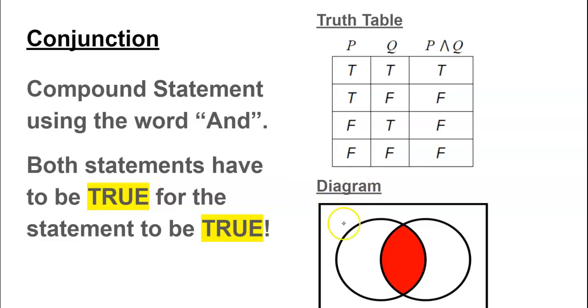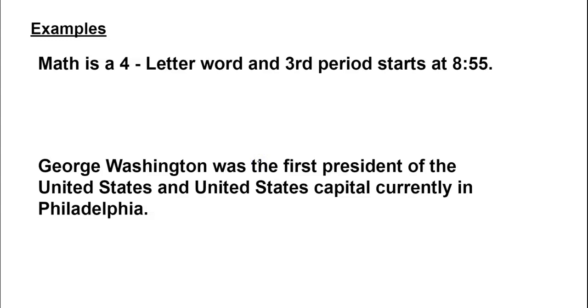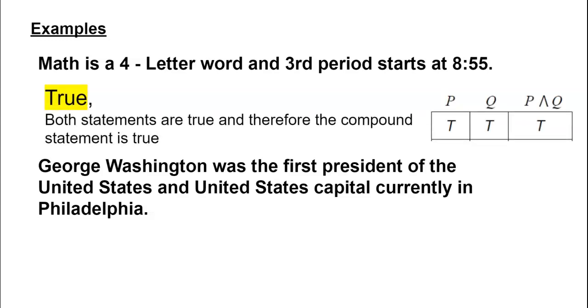All right, let's look at some examples to further that idea. Math is a 4-letter word and third period starts at 8:55. Again, referring to 8:55 at SciTech. Math is a 4-letter word, we can agree, if you count them, obviously 4. And we know third period now starts at 8:55. It used to start at 9:01. So this first one is definitely true because both of them are true. I didn't mention it in the last slide, but it's the exact opposite of an or statement: the symbol for and is an upside down V, or a giant caret. If you look on your keyboard, the number 6 is a caret. It's just a giant version of that.